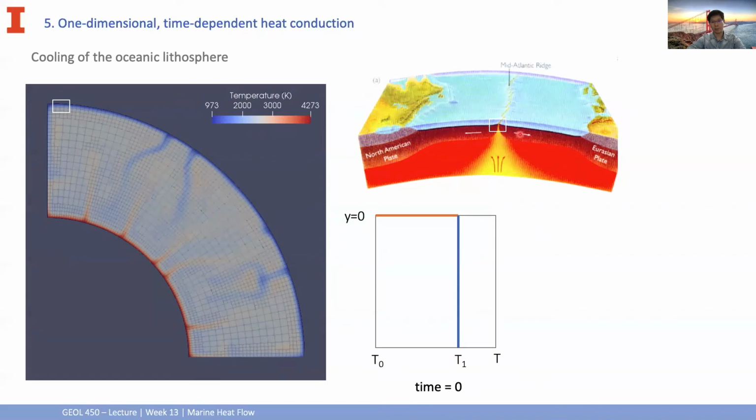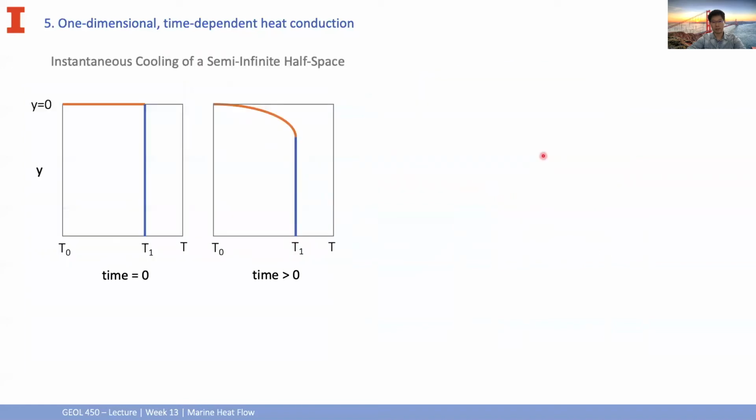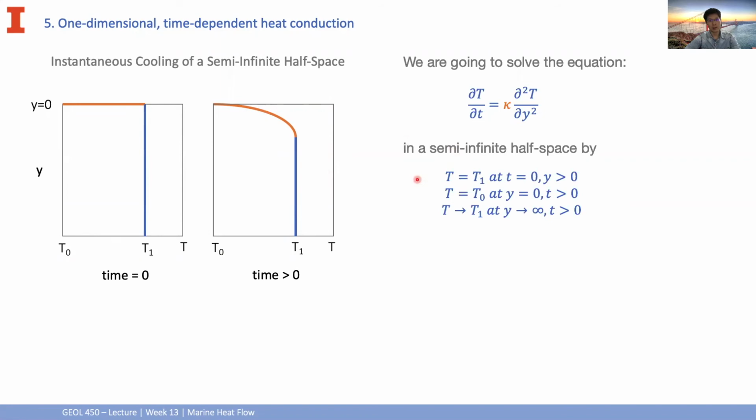However, when it's moved with the lithosphere away from the ridge axis, it starts to cool down. So the temperature of the lithosphere will decrease. So we want to know the evolution of the temperature profile in the mantle. So we are going to solve this equation in the mantle with the boundary condition like that. So at time equals 0, the surface has temperature T0, and all the mantle has a temperature T1, which is the same as the very deep mantle.